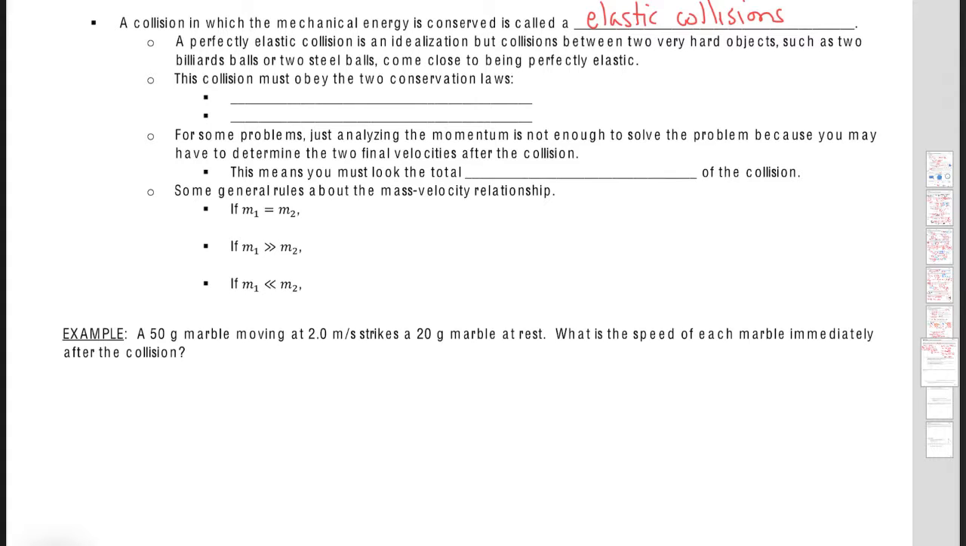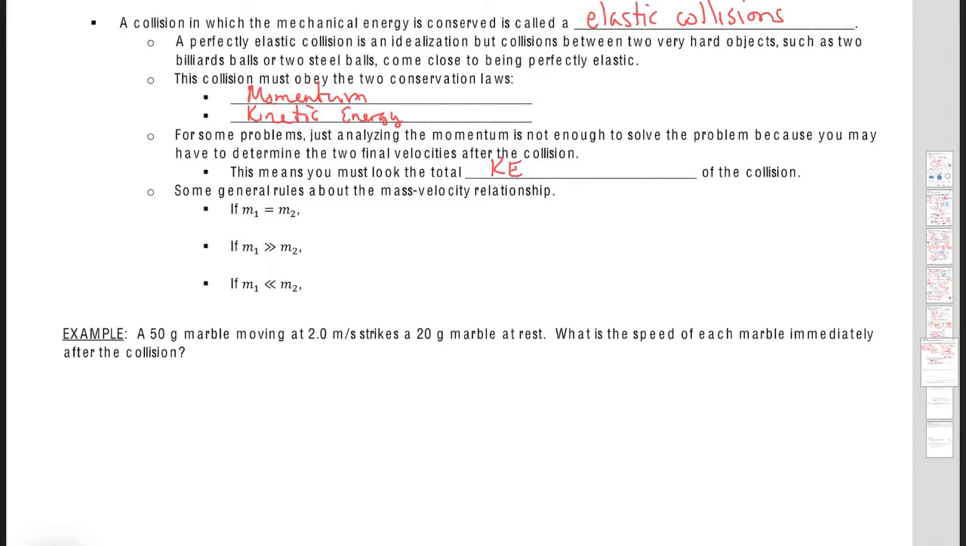The collisions are going to have to obey two conservation laws. What are they? Conservation of momentum and conservation of mechanical energy, really the conservation of kinetic energy, because as long as it's done on the same level, we don't have to worry about potential energy, since there is no height difference. For some problems, just analyzing the momentum is not enough, because you may have to determine the two final velocities after the collision. So you do have to bring in the total kinetic energy. Sometimes it's just not enough to do momentum.